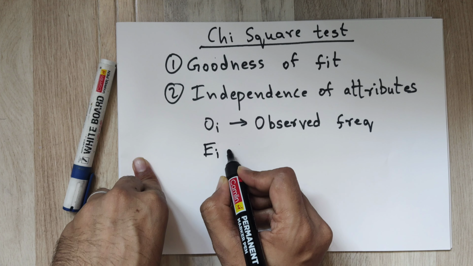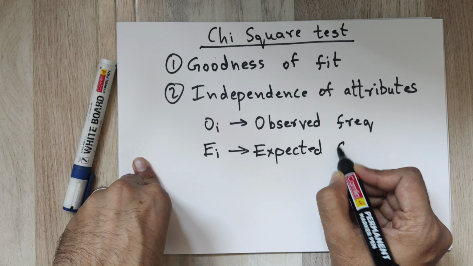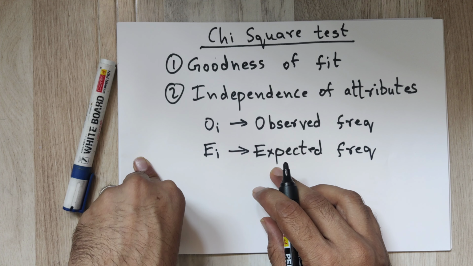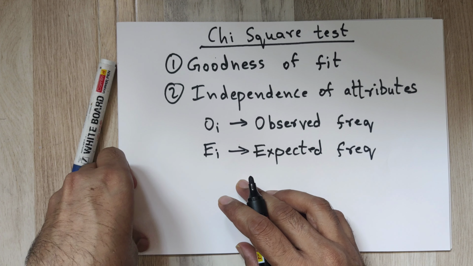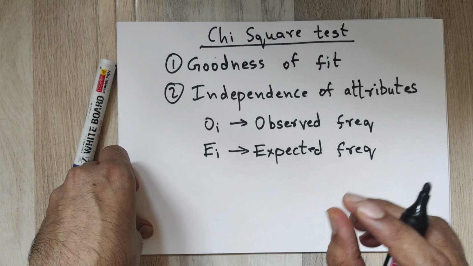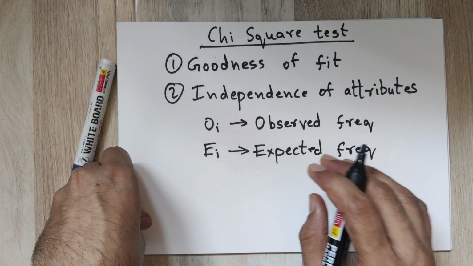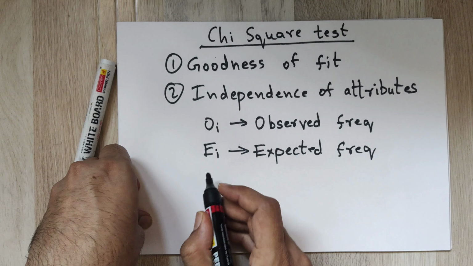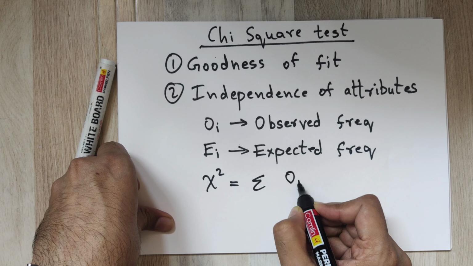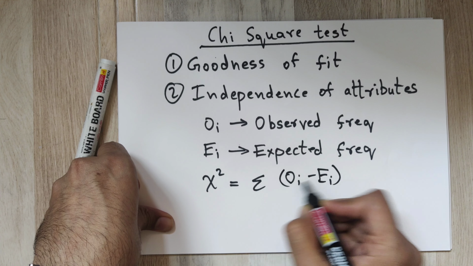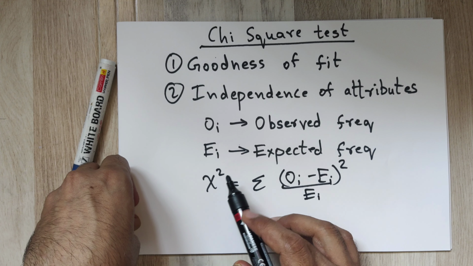And we will need something called EI, that is the expected frequency. The expected frequency is also called the theoretical frequency. So if we take the same example of rolling a dice 100 times, then the expected frequency will be 1 by 6 into 100 for 1. For each outcome, the probability is 1 by 6. So the expected frequency will be 1 by 6 into 100. And the value of chi-square will be given by summation of (OI minus EI) square upon EI. So using this, we will get the value of chi-square.